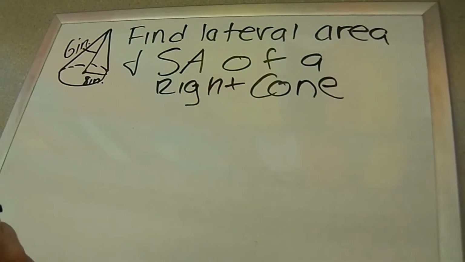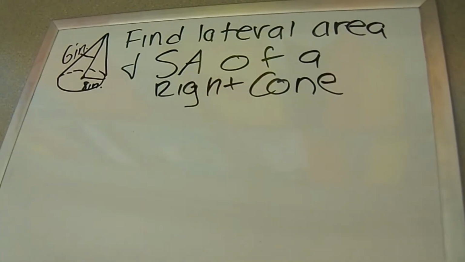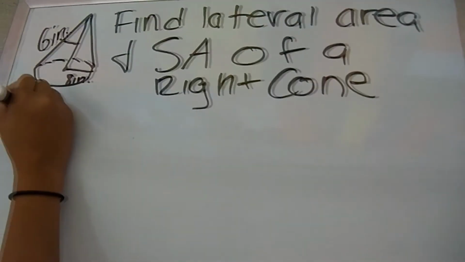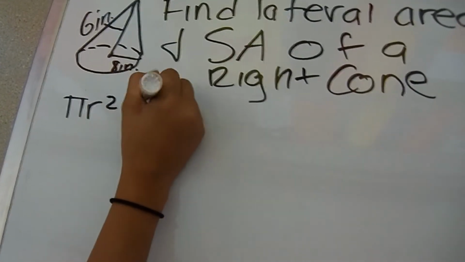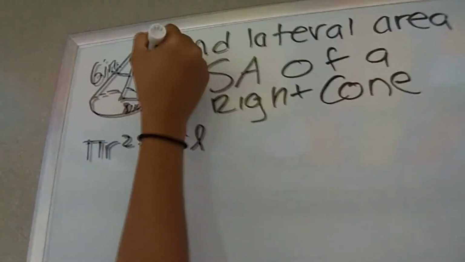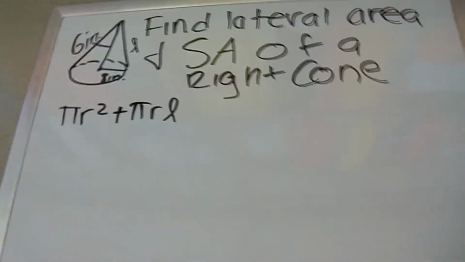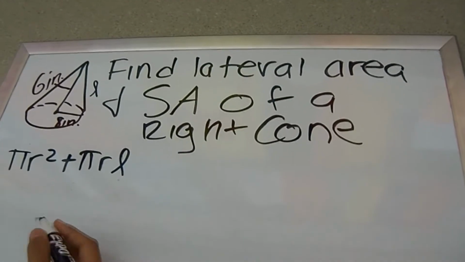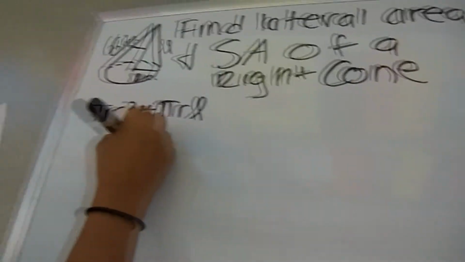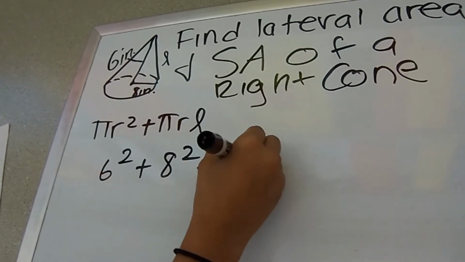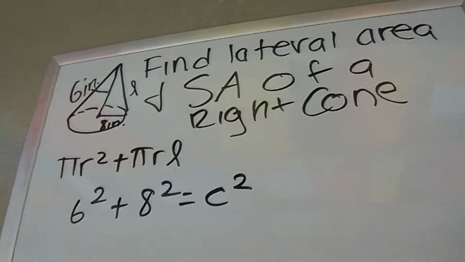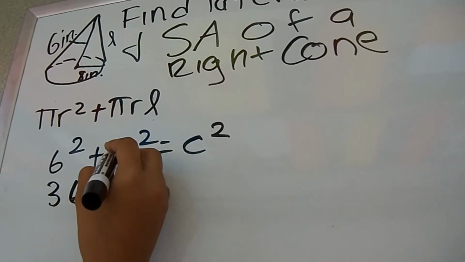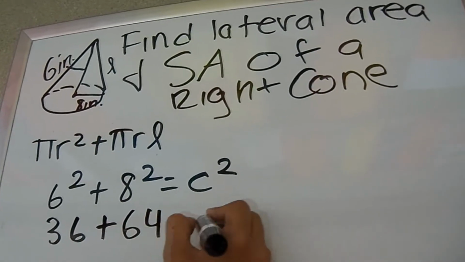Now we're going to find the lateral area and surface area of a right cone. First, we have to write down the formula. The formula is pi r squared plus pi r l. L is this side right here. We don't have this side right here, so we have to use the Pythagorean theorem. And with that, we're going to put 6 squared plus 8 squared equals c squared. And then from there, this is 36 plus 64 equals c squared.